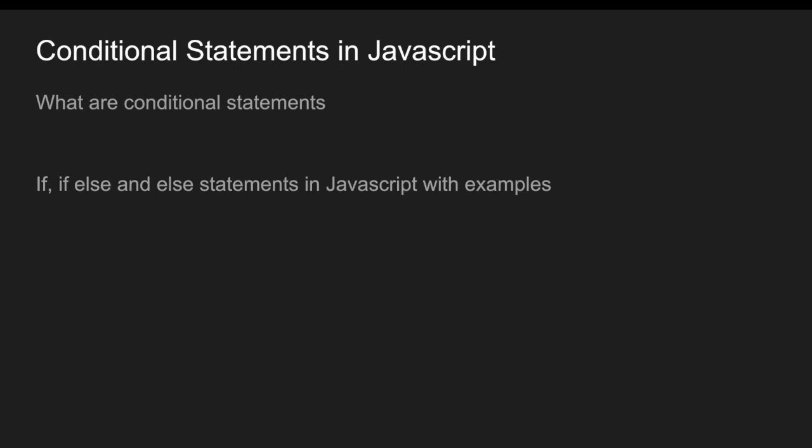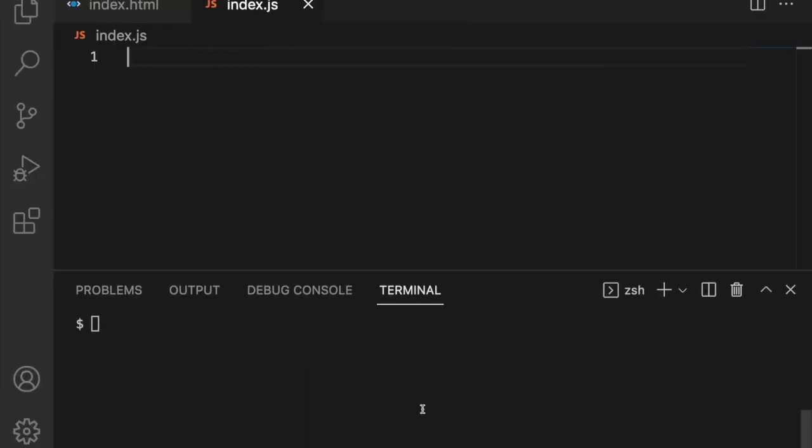One is simple if, one is if else, and one is else if. So we have all these statements which we can use in our JavaScript, and we'll learn what these different types are with an example. So first we'll target the simple if. Let me go with simple if statements.